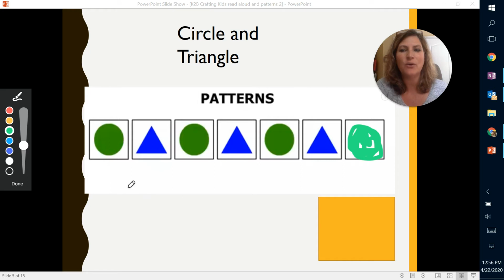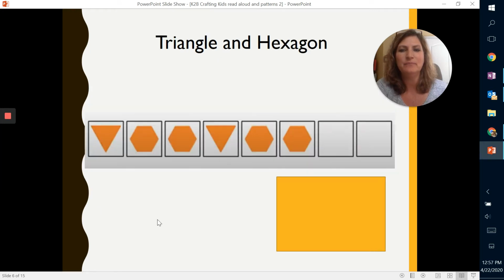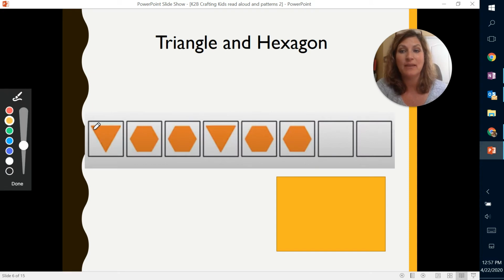All right, so let's go ahead and look at the next pattern. We have a triangle and hexagon here. Remember, hexagon has 6 sides. Triangle has 3 sides. Triangle, hexagon, hexagon, triangle, hexagon, hexagon. That's right. The next shape would actually be a triangle. Now look, the triangle is actually upside down.